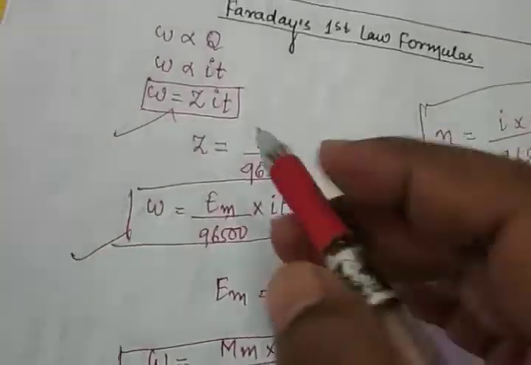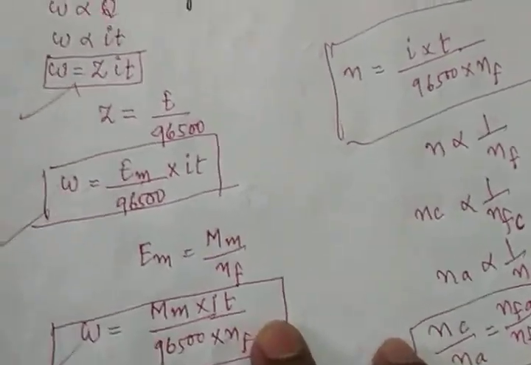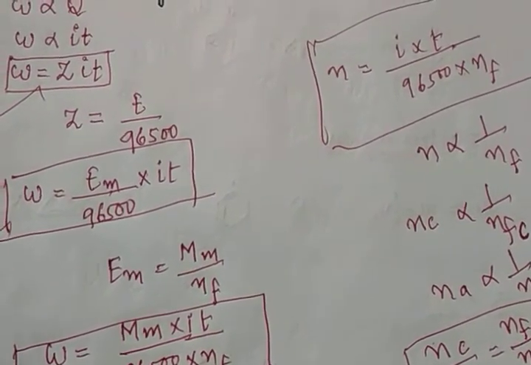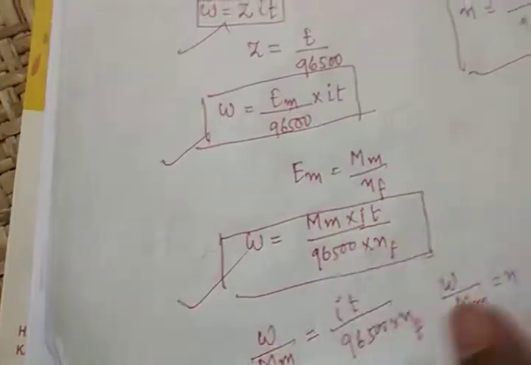So now here 1, 2, 3, 4, 5. These are the 5 formulas of Faraday's first law. Okay, so just read and find them. And now this is a very important thing.